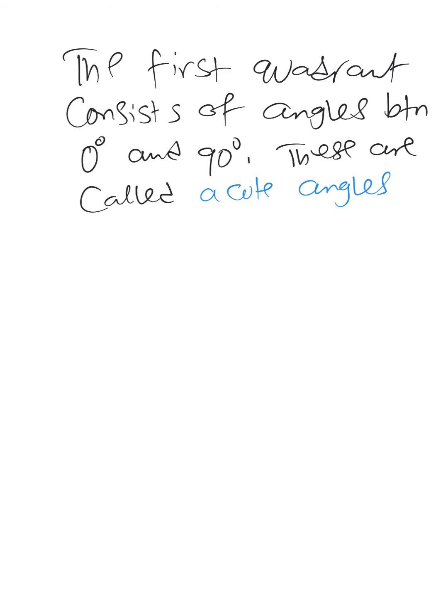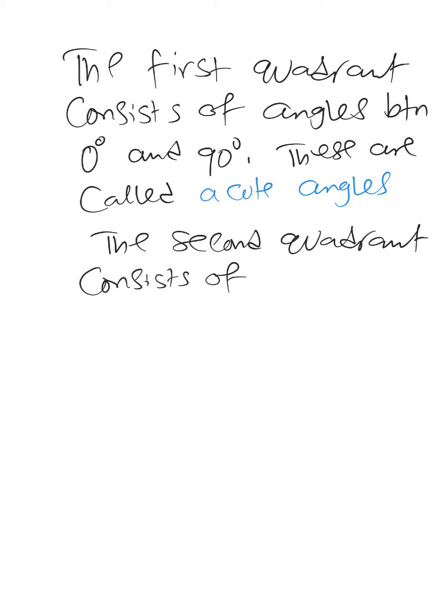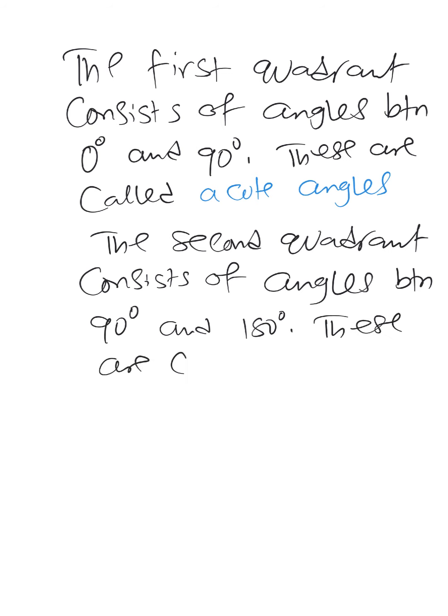So what about the angles in the second quadrant? The second quadrant consists of angles between 90 degrees and 180 degrees. These are called obtuse angles. So angles between 90 degrees and 180 degrees are called obtuse angles, and those angles are going to be in the second quadrant. So what about in the third quadrant and the fourth quadrant?